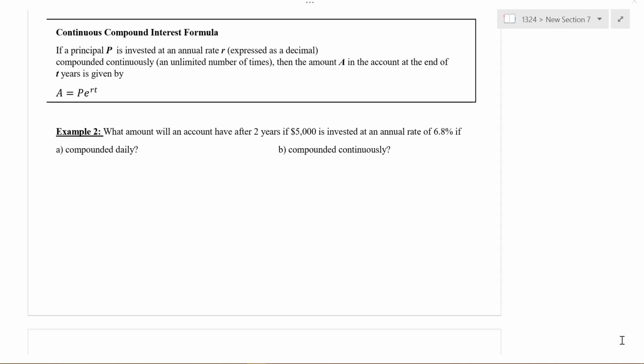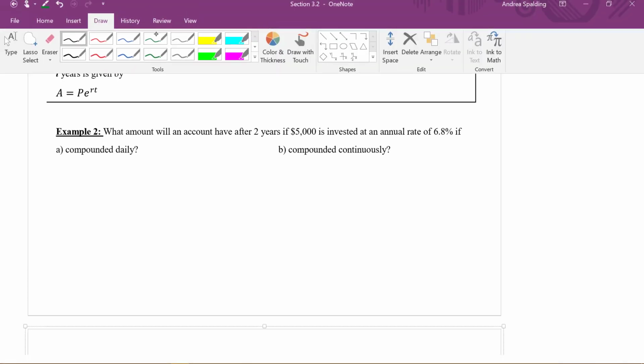For example 2, it says, what amount will an account have after 2 years if $5,000 is invested at an annual rate of 6.8%? And we have 2 different parts to this problem. Part A says, what if it's compounded daily? Part B says, what if it's compounded continuously? So let's look at part A first.